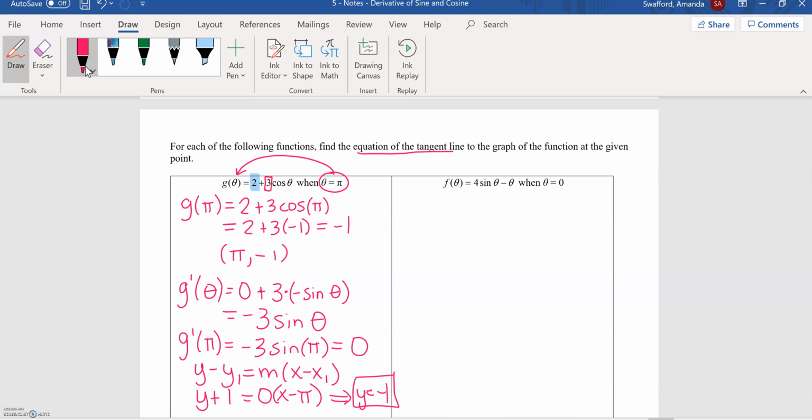Okay, in this next example, since my video is getting kind of long, I'm just going to find the derivative, and I'll leave you to write the equation of the tangent line. So we need to find f prime of theta. This 4 stays. Then we multiply that 4 by the derivative of sine theta, which is cosine theta. And then I'm going to subtract, and then I'm going to take the derivative of theta. Well, remember here in this problem, theta is like x, and the derivative of x is 1. So the derivative of theta is 1. So that's the derivative for that function, and then I'll leave you to practice writing the equation of the tangent line for this example.